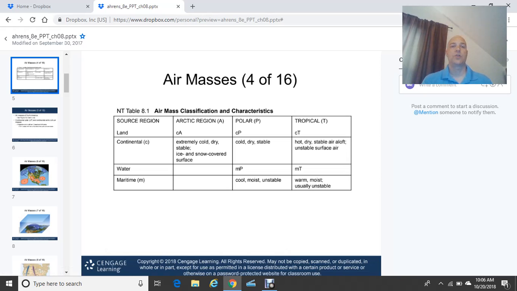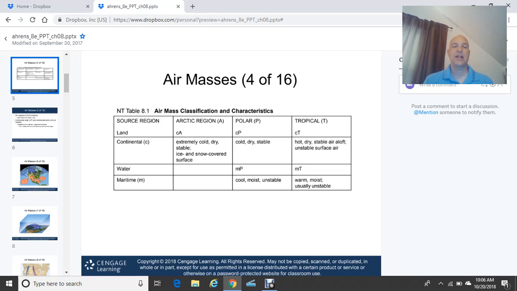Okay, so let's take a look at some of the air mass classifications and their characteristics. The source regions are at the top of this little table. Arctic region, capital A, is the abbreviation. Another source region is the polar areas with a capital P. And then another source region would be the tropical areas, typically the tropical ocean areas, and that's abbreviated by capital T.